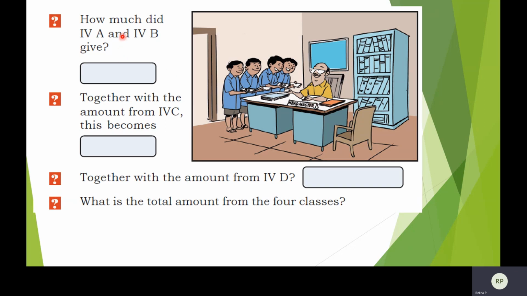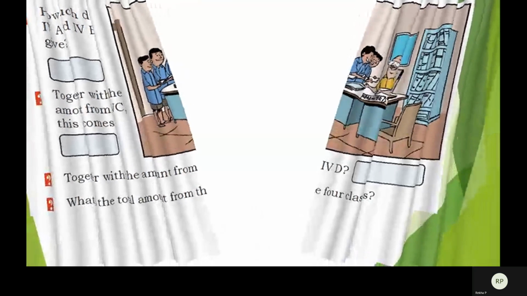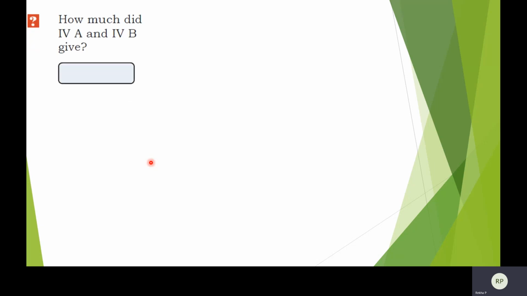Some questions are given in your textbook, like how much do A and B give together, and the amount for C. So let us discuss each question one by one. Here comes the first question: how much did 4A and 4B give?